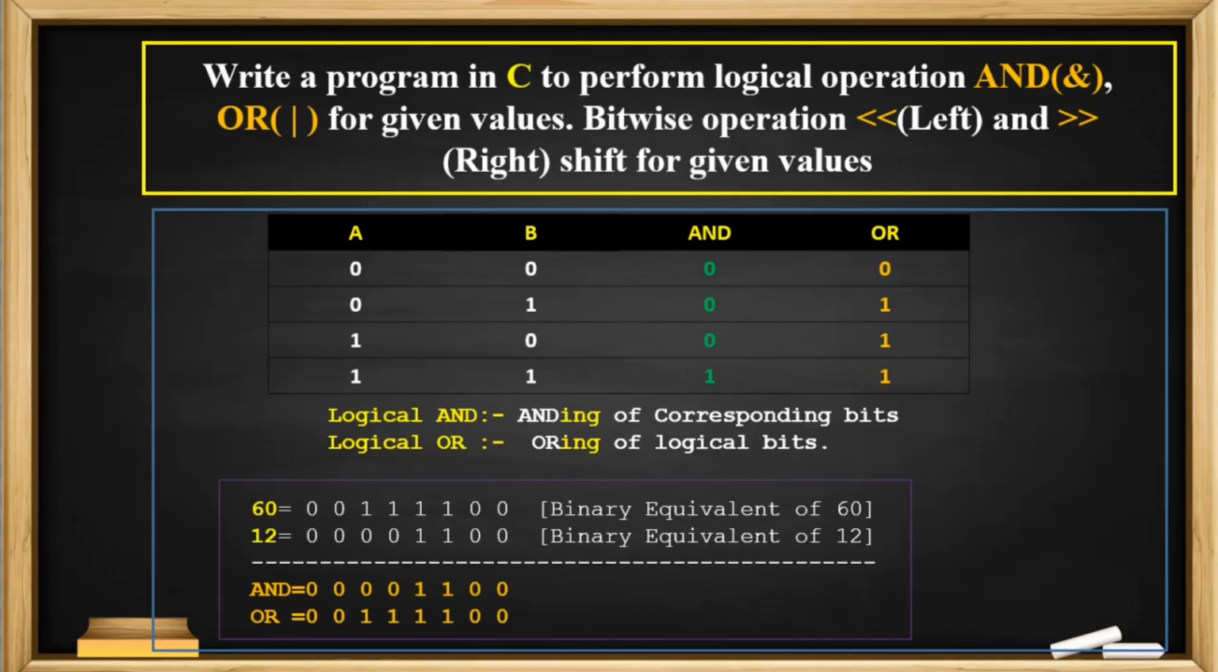With an example, we will try to understand AND, OR operation. Two decimal numbers 60 and 12 are written along with their binary equivalent. Result of ANDing and ORing operation is as shown.